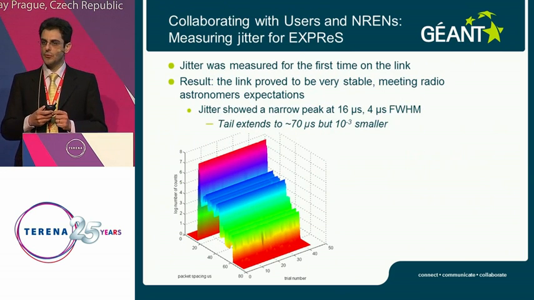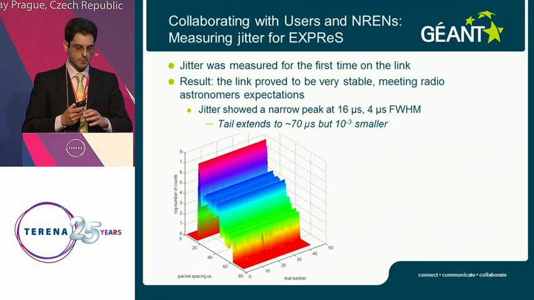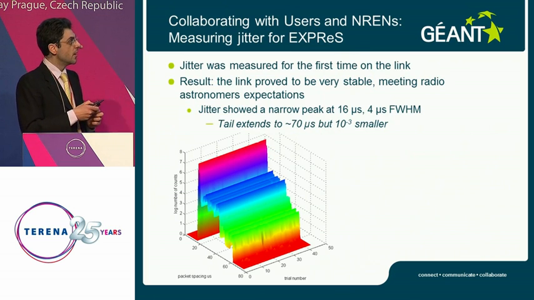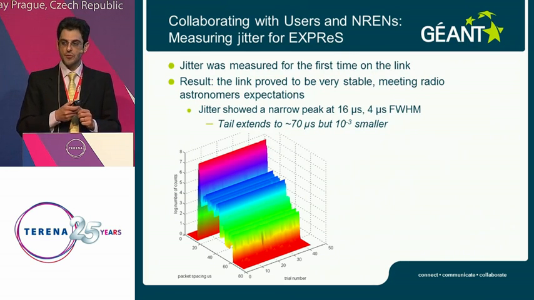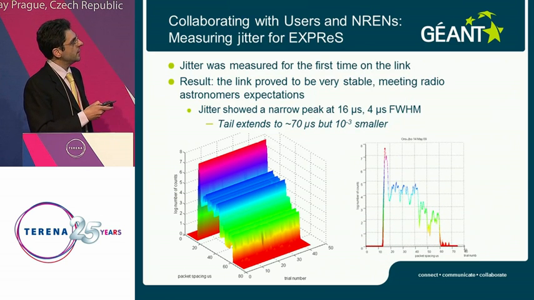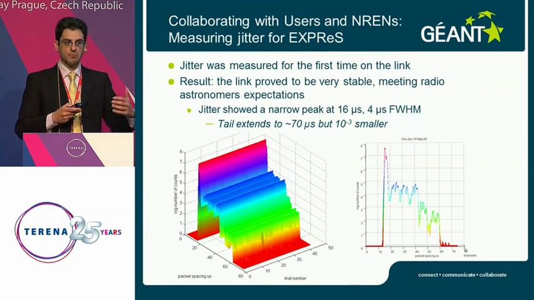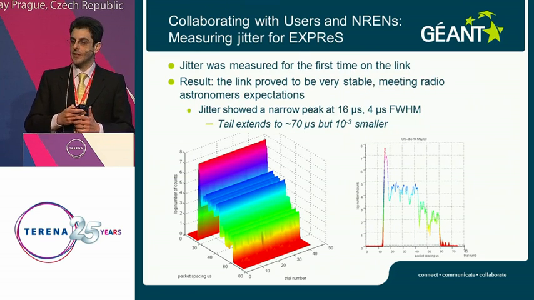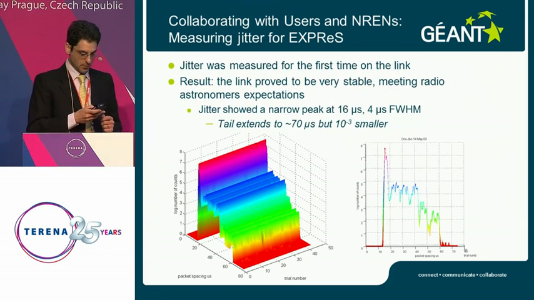Another thing we were able to do, within the NEXPReS collaboration, was measuring for the first time the jitter on that path. And the interesting thing is that the jitter was really, really small, 60 microseconds with a really narrow peak. So you can see here that the tail was 1,000 times smaller than the actual value.